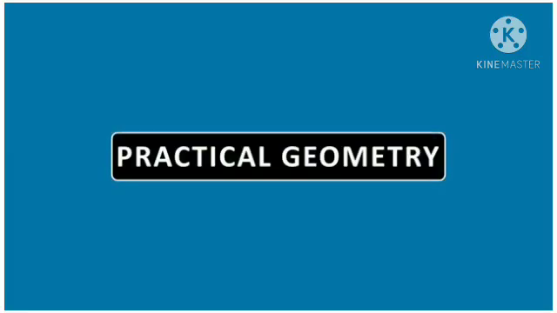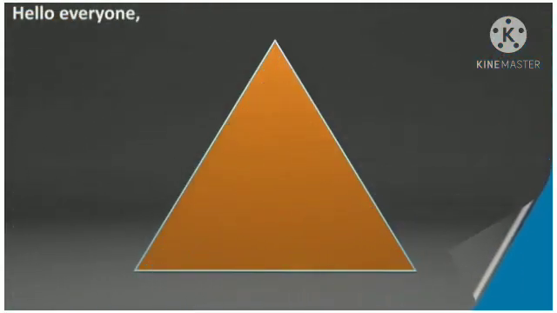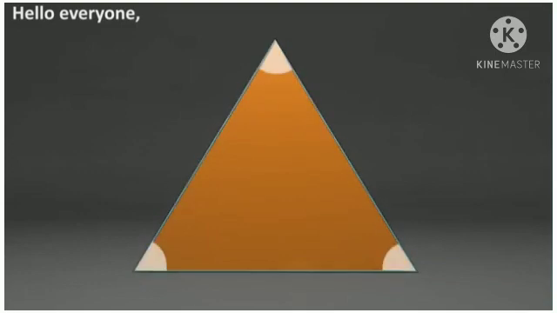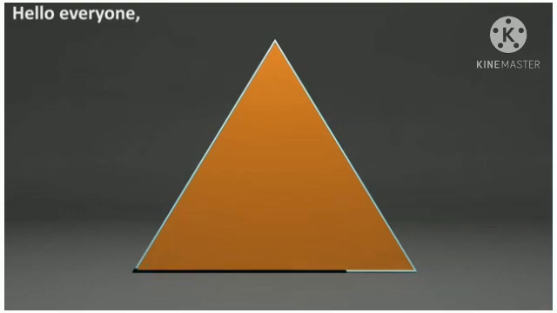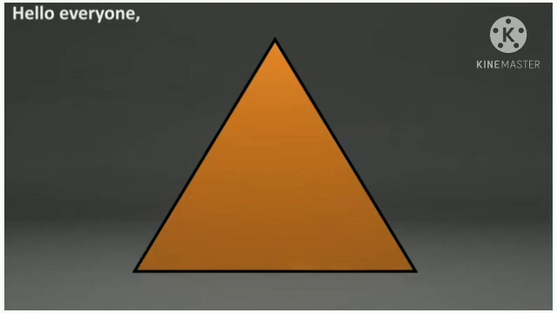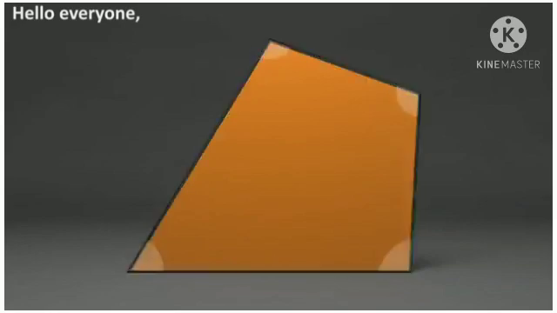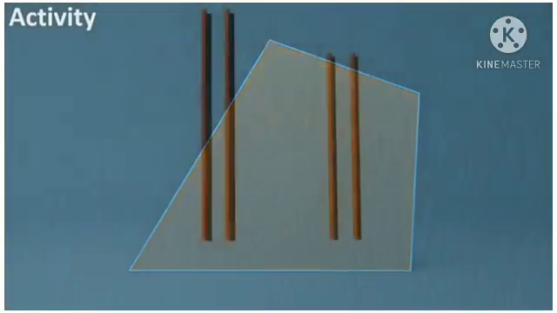Practical geometry. Hello everyone. We know that we require three measurements of sides and angles to draw a unique triangle. So, we can say three measurements were enough to draw a triangle. But now tell me whether four measurements would be sufficient to draw a unique four sides closed figure. Let us see through an activity.